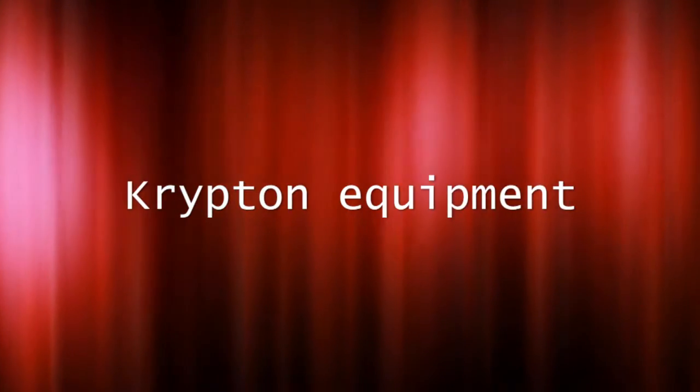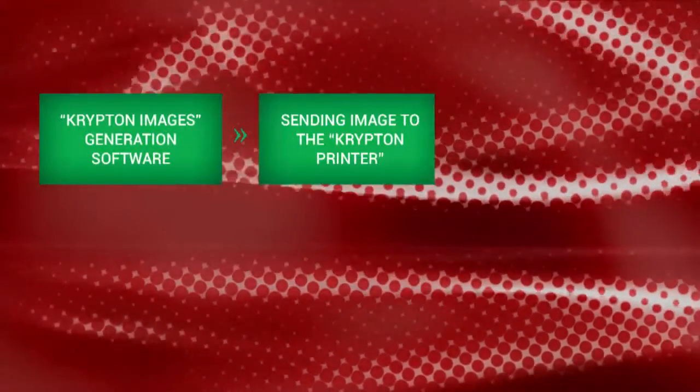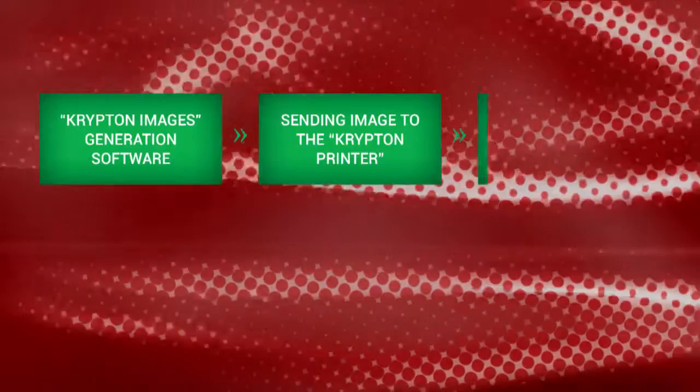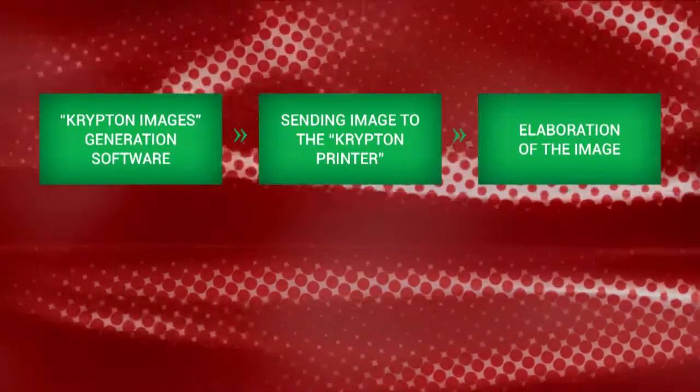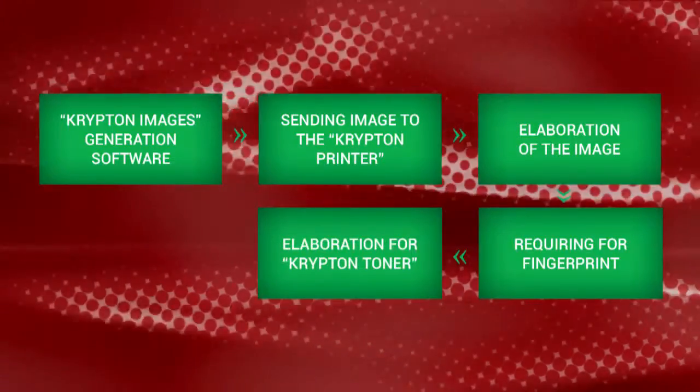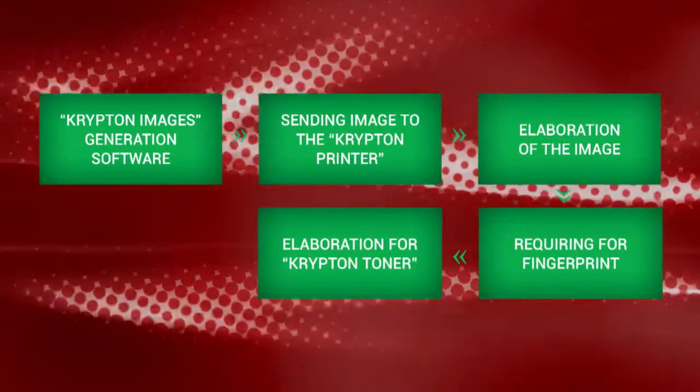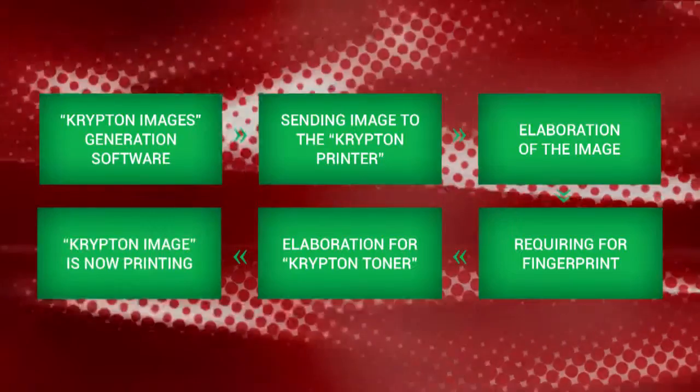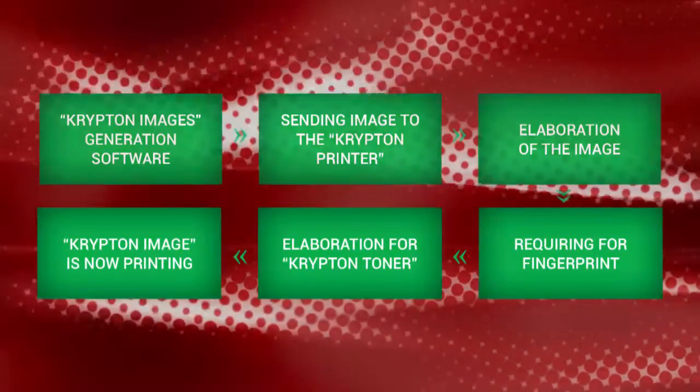Only the synergistic combination of the whole system can generate the Krypton image. Here is a descriptive flowchart. Krypton equipment. In order to complete the Krypton's printing process, a Krypton printer with its unique Krypton toner is needed. As shown in the flowchart, in order to obtain the hidden image in the final stages, there has to be communication between the security printer and the security toner.